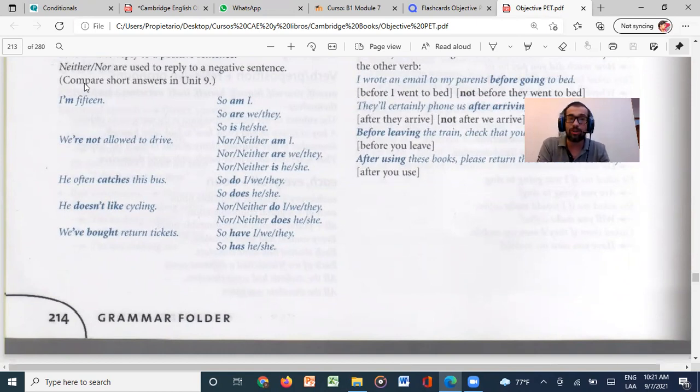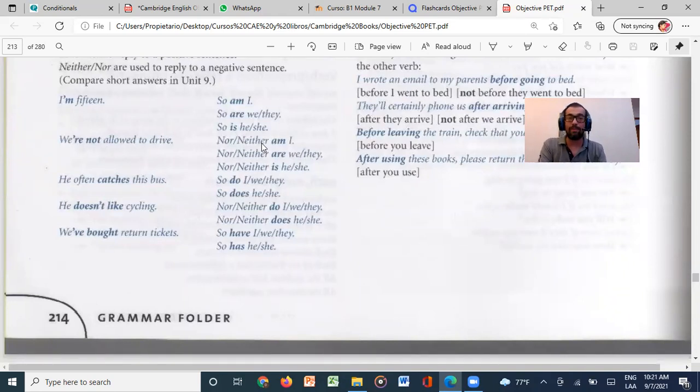Remember, in this case, I'm using the verb to be, so that's why I agree with the verb to be. Or so is he, or so is she, right? So in this case, that would be the way to reply if you agree with something. In this case, if we're using the verb to be in the negative, right? We are not allowed to drive.